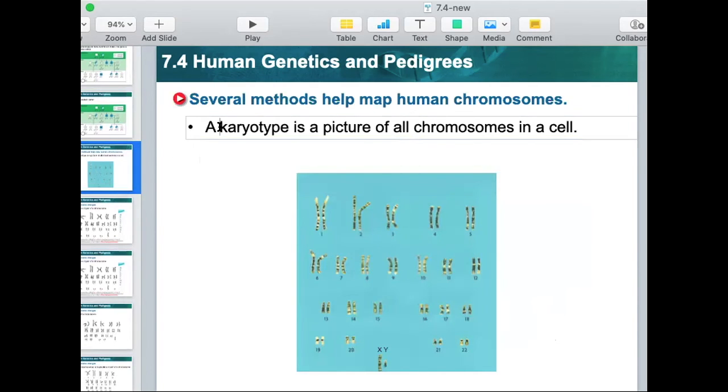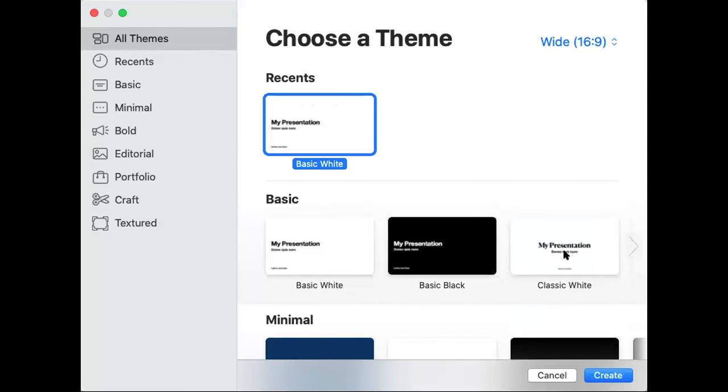Did we talk about karyotypes before this year? I forgot if we brought that up or not. Oops, sorry, I'm not sure what happened there.